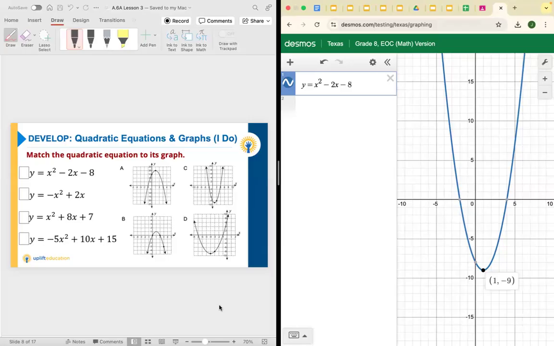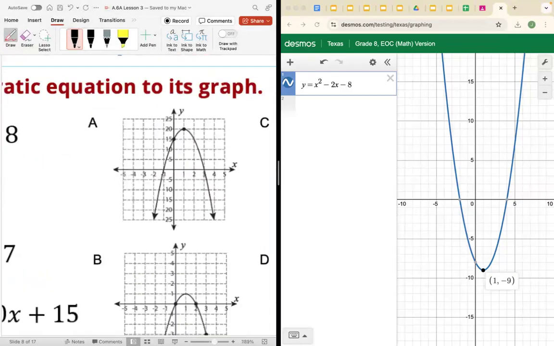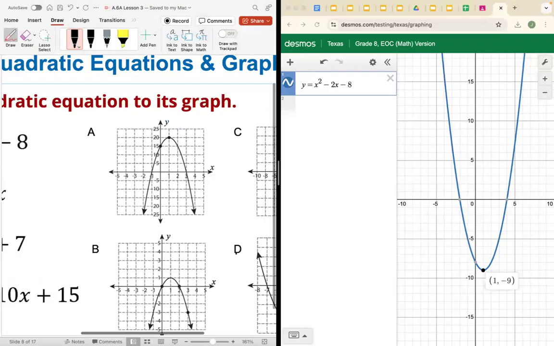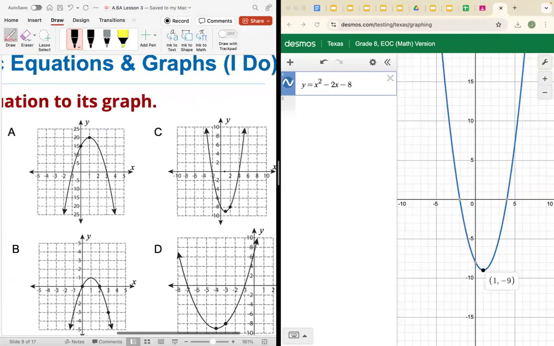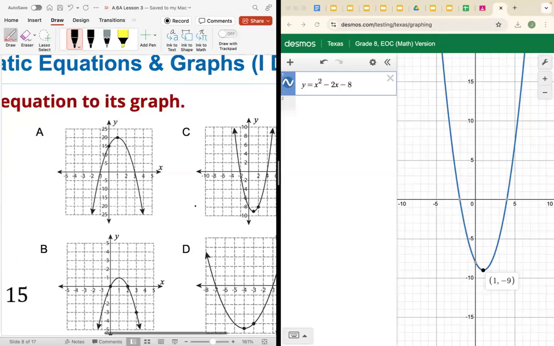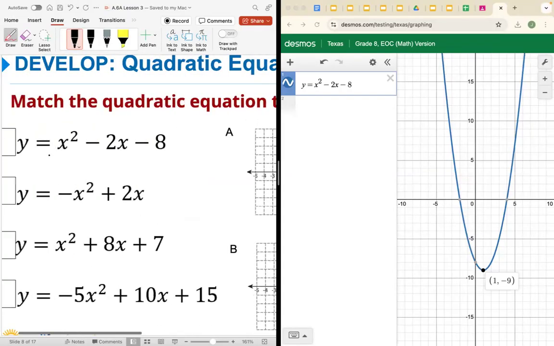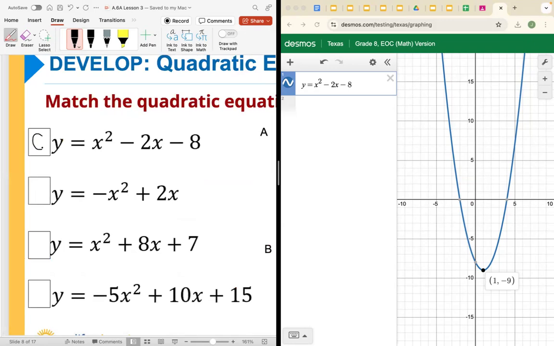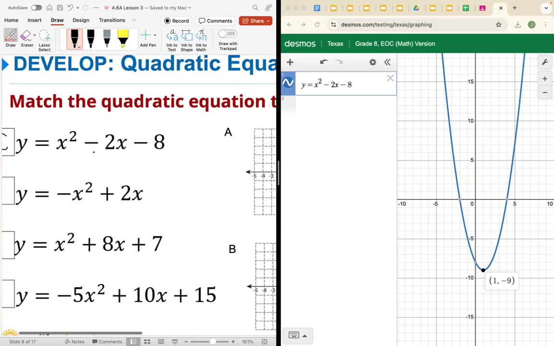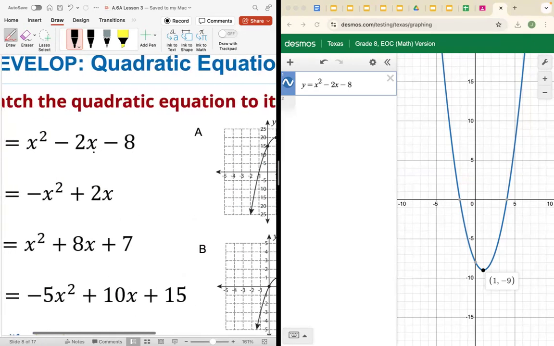If I was looking at my graphs here, I can see that answer choice C, and I'll zoom in here on the graph, answer choice C is at 1, -9. So I would definitely say that C goes with our first equation.